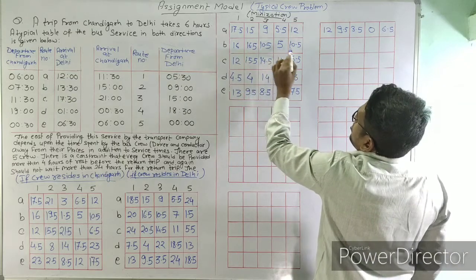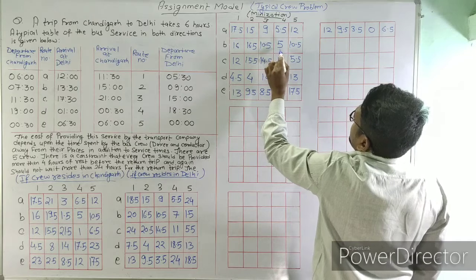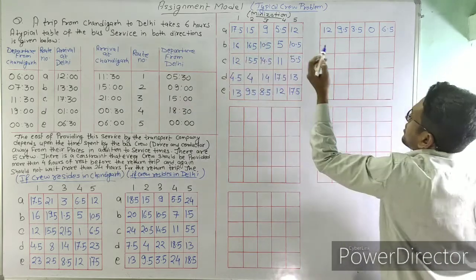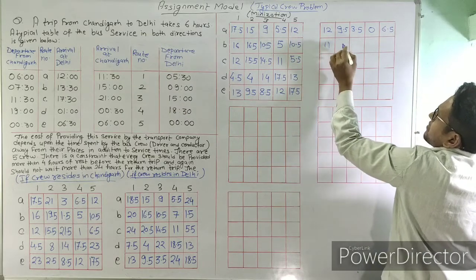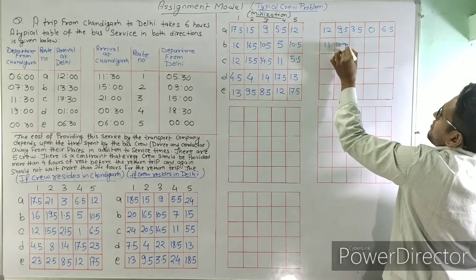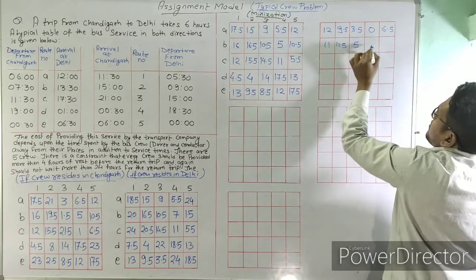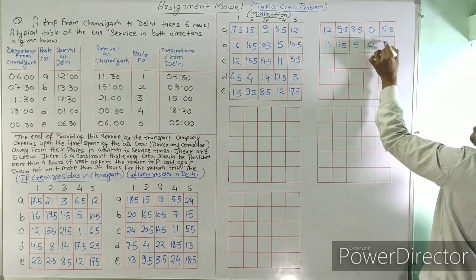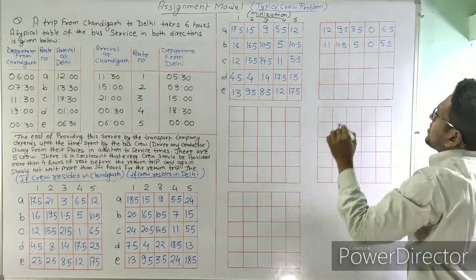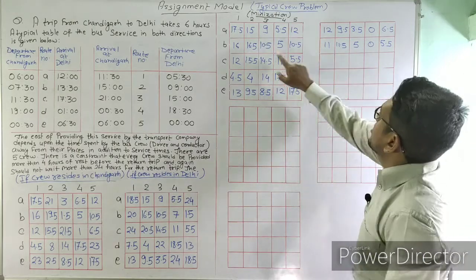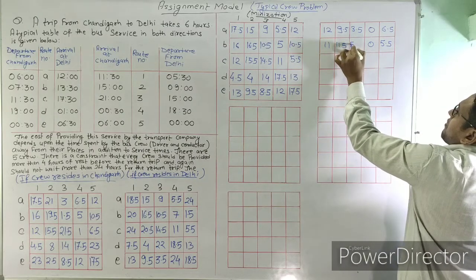Similarly, in row B, or second row, the minimum value is 5. So we will subtract 5 from each element here. 16 minus 5 is 11. 16.5 minus 5 is 11.5. 10.5 minus 5 is 5.5. 5 minus 5 is 0. 10.5 minus 5 is 5.5. Sorry, this will be 5.5.